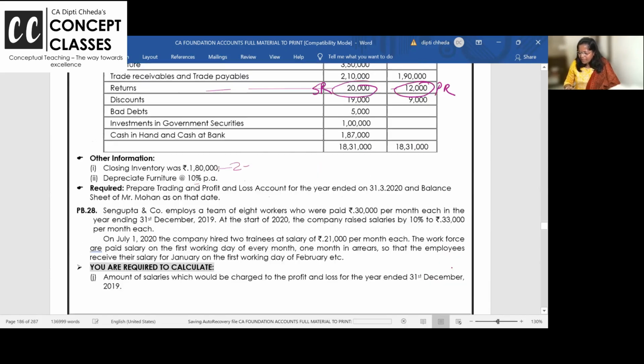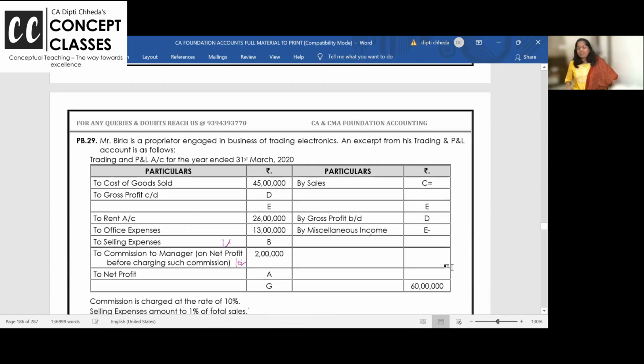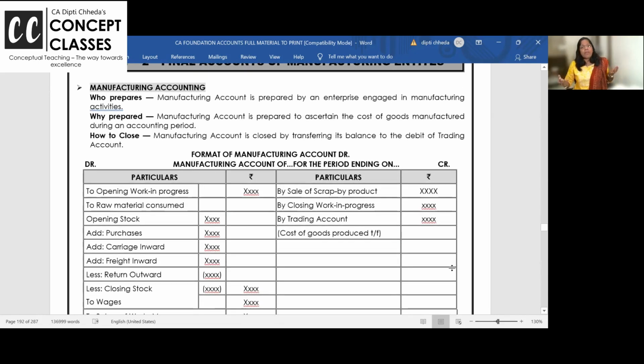Now trading P&L balance sheet is prepared by traders. In fact, as a professional, when I file my return, I prepare only the P&L account because I don't have opening and closing stock of books. I'm teaching, I'm a chartered accountant, I'm a professional. So I have income and expense. I prepare only P&L. Someone who is trading, who purchases and sells the goods, he prepares the trading account. Now, who will prepare the manufacturing account?